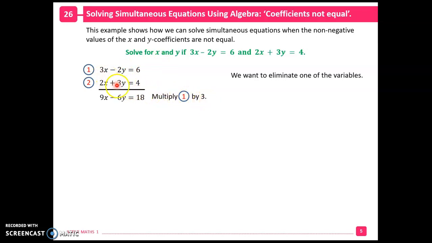So 3 multiplied by 3 gives me 9. 3 multiplied by minus 2 is minus 6. And 3 multiplied by 6 is 18. Okay, so I've now got my minus 6 for my first equation. I need to also get a minus 6 for the second equation. And to do that, I'm going to multiply by 2.